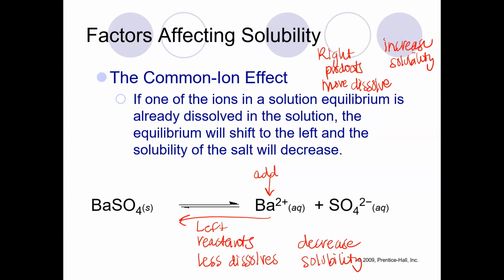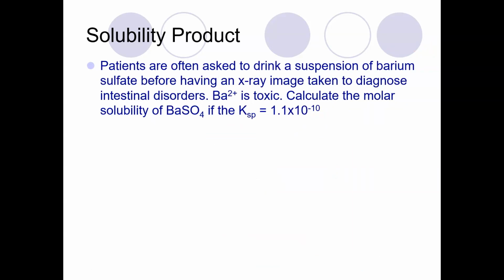What I want us to do now is let's practice some calculations with this. What's going to change if we have a common ion effect? If we added more barium, what are the calculations going to look like? So this is a real life example. In real life, if you're going to have an x-ray done for your intestinal stuff, they're going to ask you to drink a suspension of barium sulfate. It's a suspension because the barium sulfate is insoluble, very little of it dissolves, so mostly it's a bunch of solid mixed with a bunch of water. The issue is barium ion is toxic, so it can kill you.